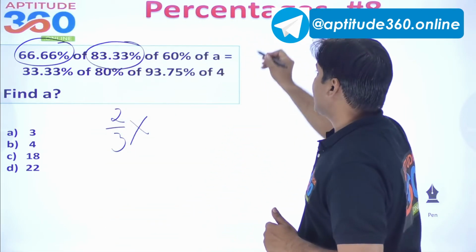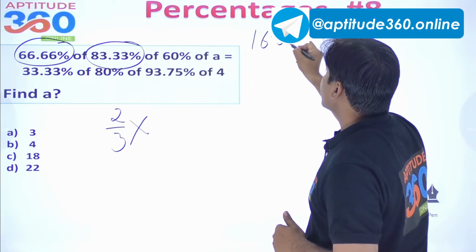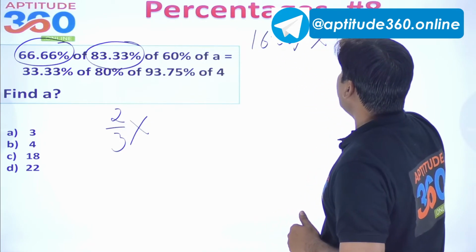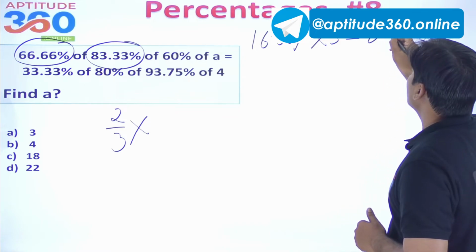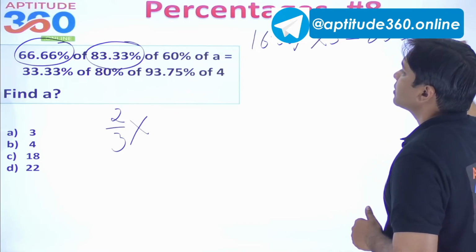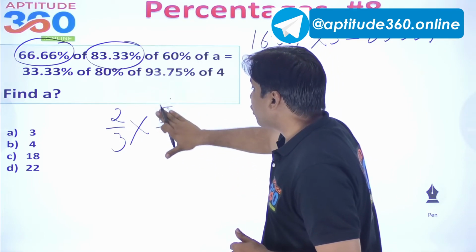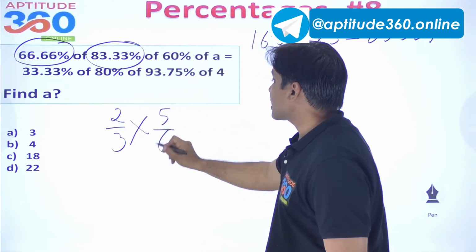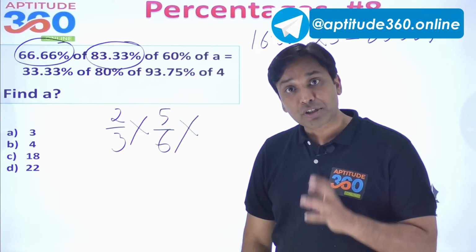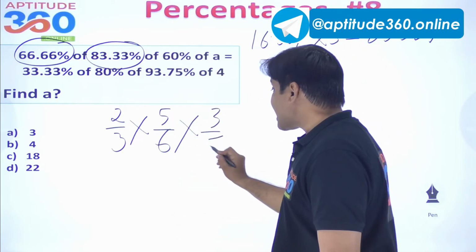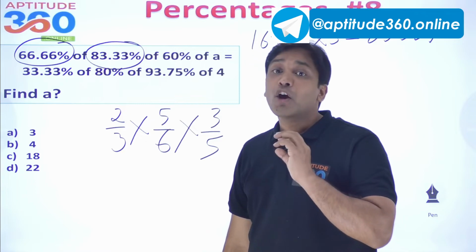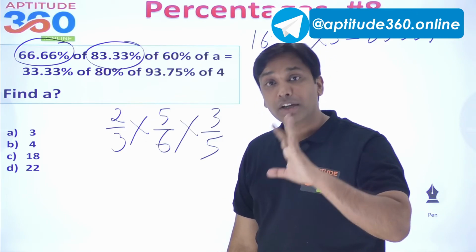Now try to understand this. 16.66% into 5 is going to be 83.33%. So this value over here is coming out as 5/6. And then what is the value of 60%? 60% is 3/5. Where have we learned all these values? We have learned all those values in our ratio classes.